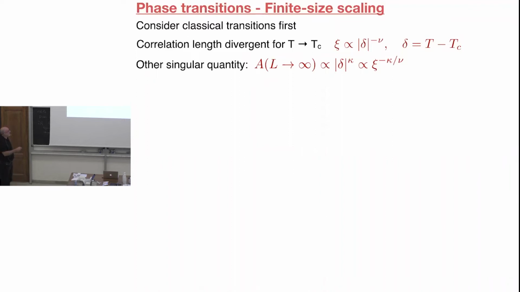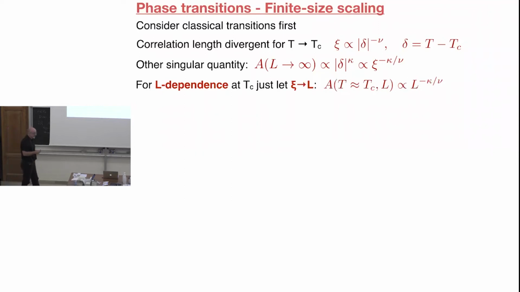But if you express delta in terms of the correlation length, so delta is correlation length to the -1/nu, you can express whatever quantity, governed by some exponent kappa, so I just use kappa for some generic one here, in terms of the correlation length in this way. And that's useful because then, if you go to a finite size, the correlation length is sort of cut off by your finite size. So you can just replace the correlation length by L here.